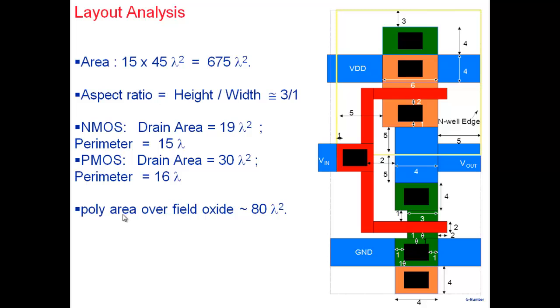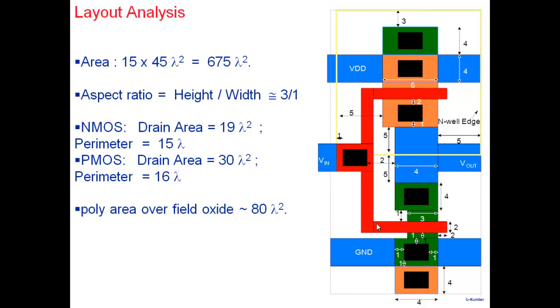Look at this poly area over field oxide. Now remember, what do I mean by this? Wherever the transistor is, right? This is a transistor here, and all this green region is transistor. All the region outside the transistor, the active area, is all covered with oxide. And one of the words for that oxide is field oxide. So if I look at this poly here, all this red region poly here, the small poly that you see here, we have said that this poly runs over gate oxide. So that's where the channel is. But all the rest of the poly is running over field oxide.